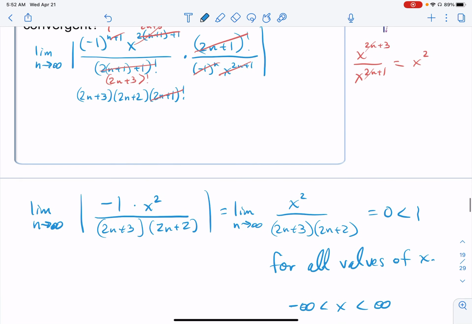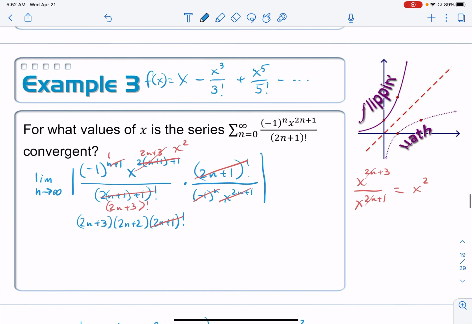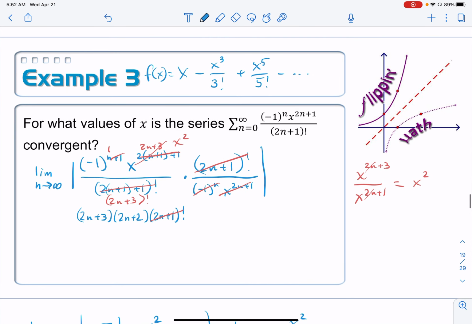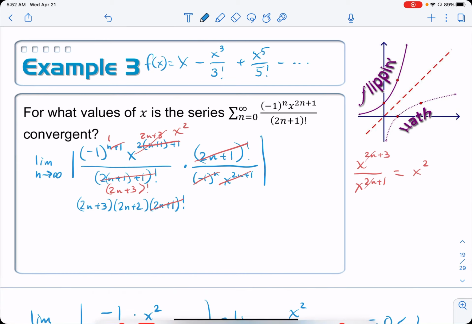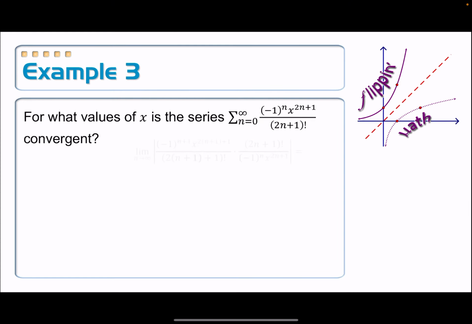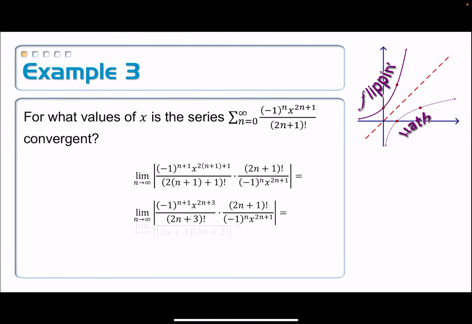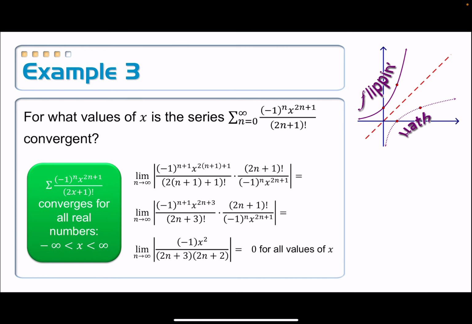And that one is our best case, right? Remember, we had 3 cases. It converged at its center point, we converged over some sort of interval, and here we converge everywhere. Let's just kind of recap that for a second here. Here was the ratio test. We went through all the cancellation stuff. We got 0 for all values of x, which is less than 1, meaning that this converges for all real numbers.